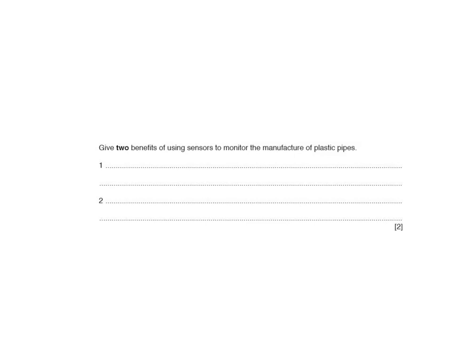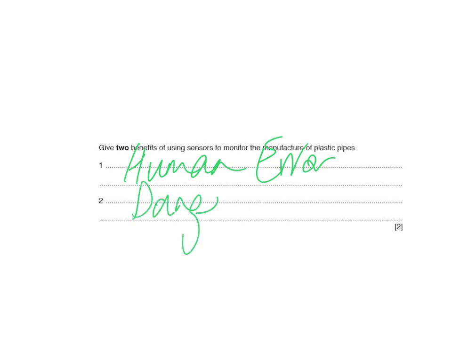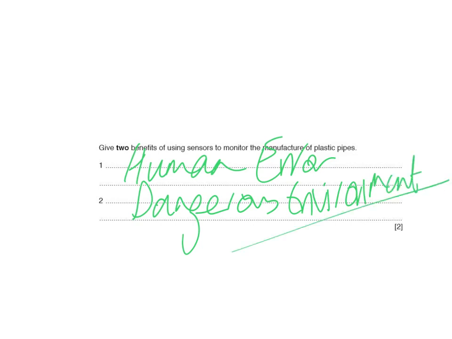Two benefits of using sensors. Well, humans are rubbish, so avoid human error. And I guess for this one, if it's a dangerous environment, like the Chernobyl reactor and so on, well, it saves human beings being hurt. They are also consistent, they are instantaneous, they are continuous.